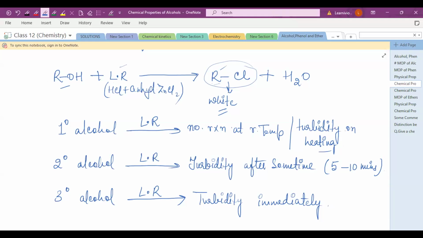At room temperature. So that's how you can distinguish between the primary and the other ones, right? If the unknown alcohol does not give the white precipitate or turbidity at room temperature, it is a primary alcohol. Once you give external energy, after some time you will see turbidity in primary alcohol also. But we are talking about room temperature. So at room temperature there will be no reaction in primary alcohol. Primary alcohol gives a negative Lucas test. Clear?